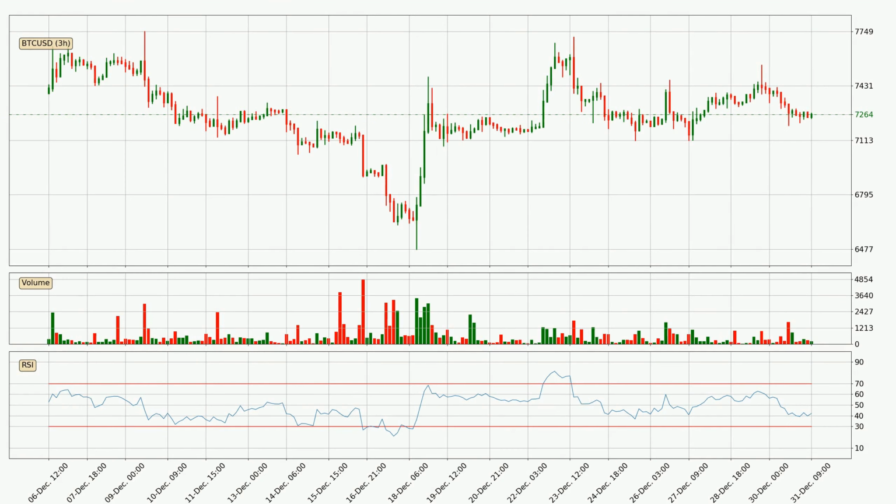Looking at the 3-hourly relative strength index, the current 3-hourly RSI is at 42, so it doesn't show signs of overbought or oversold conditions at this point.